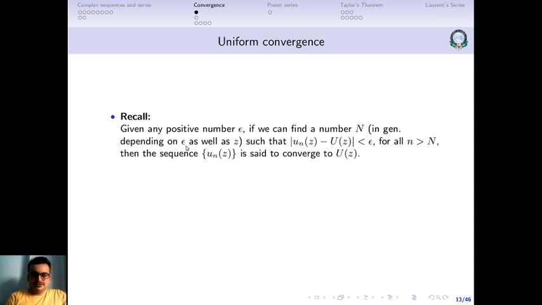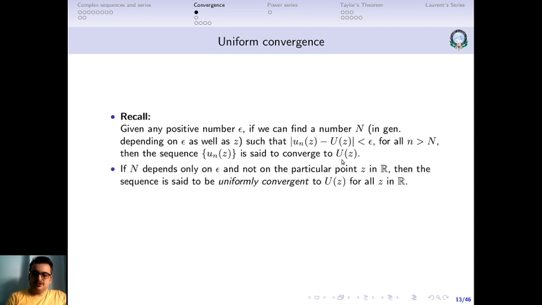What is this convergence? If you recall the definition of the limit, if you give me an epsilon, I can always find an N such that for all small n greater than capital N, this difference is less than the epsilon that you have given. If that happens, then U of z is the limit of this sequence, and we say that the sequence u_n is said to converge to capital U of z.